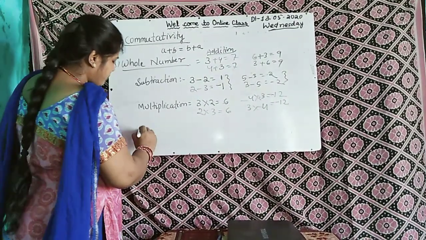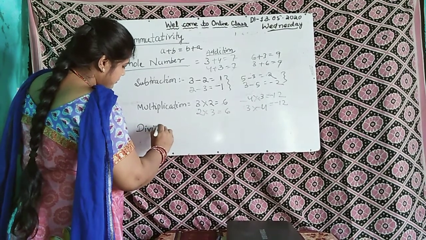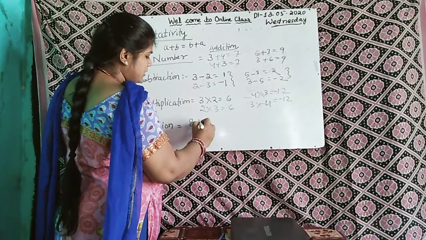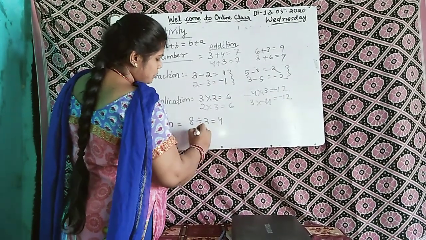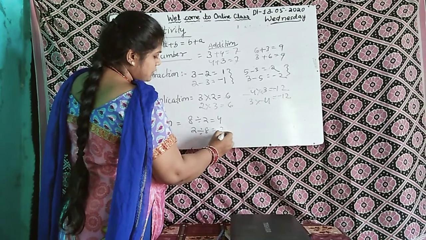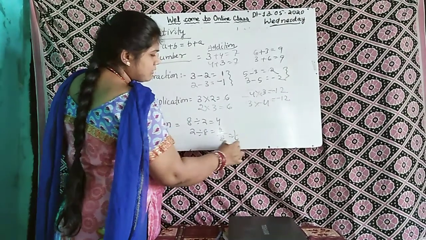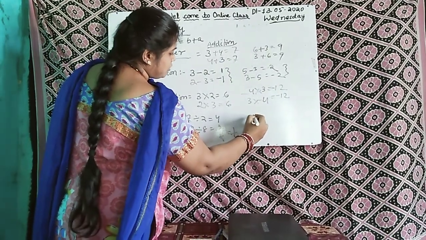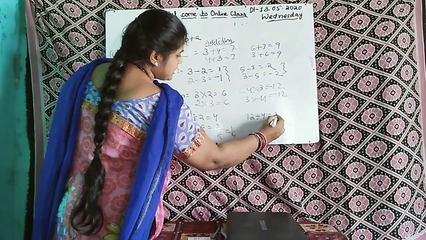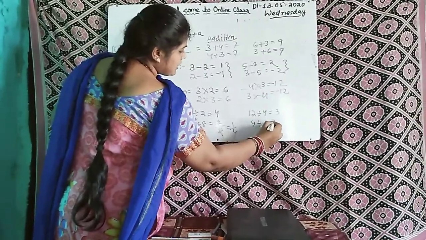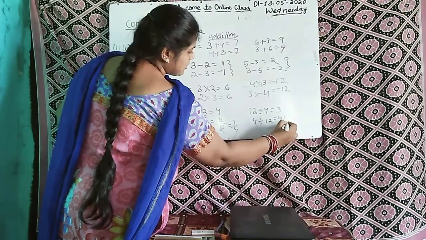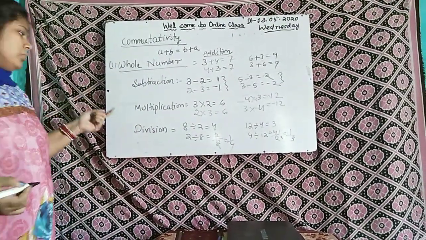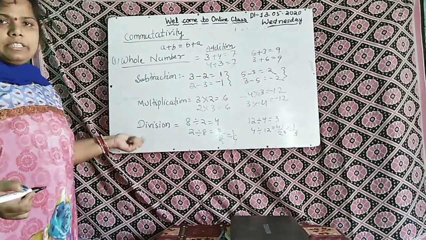Then come to division. Division is also the same thing. Suppose 8 divided by 2 equals 4. 2 divided by 8 is 2 by 8, that is 1 by 4, not equal to each other. Suppose 12 divided by 4 is 3. 4 divided by 12 is 4 by 12, that is 1 by 3, also not equal to each other. So here whole numbers are not commutative under division.